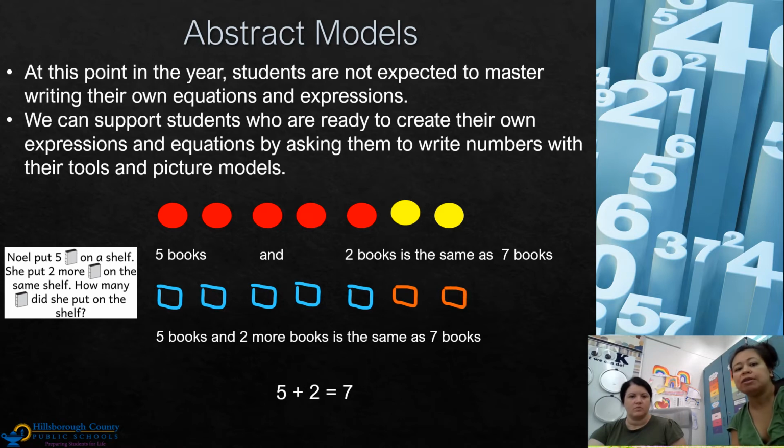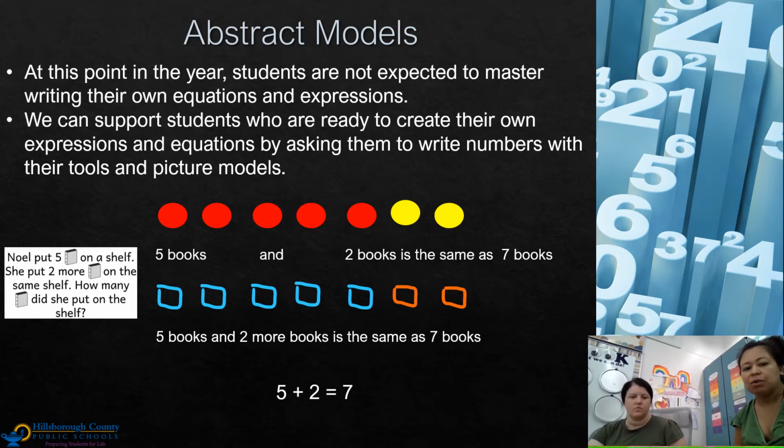So at the top, you can see the pictorial or the concrete representation with the counters. And if we're talking about 5 books and 2 books together is the same as 7 books, that's setting them up for understanding the addition symbol as representing 'and,' and the equal symbol representing 'the same as.'